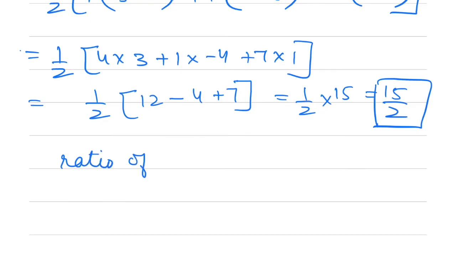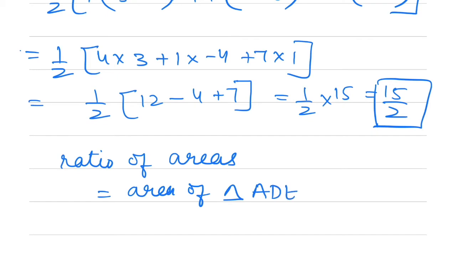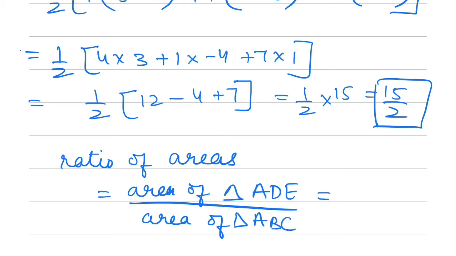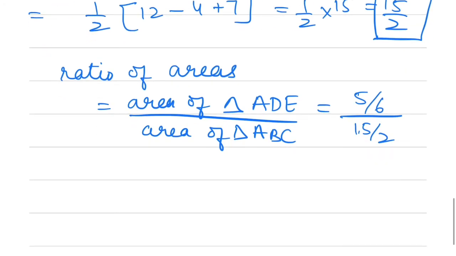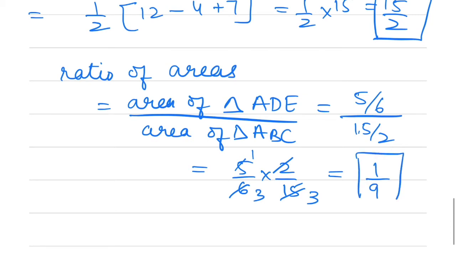Ratio of areas is equal to area of triangle ADE by area of triangle ABC. This is equal to 5 by 6 and this is 15 by 2. So this is equal to 5 by 6 into 2 by 15, 2, 3, 5, 3. So this is equal to 1 by 9. Answer.